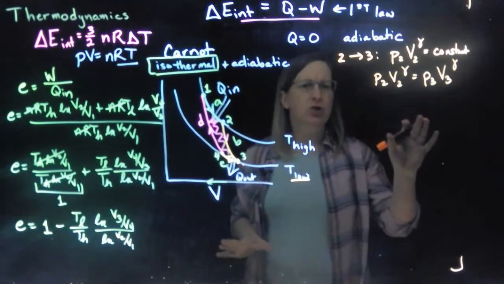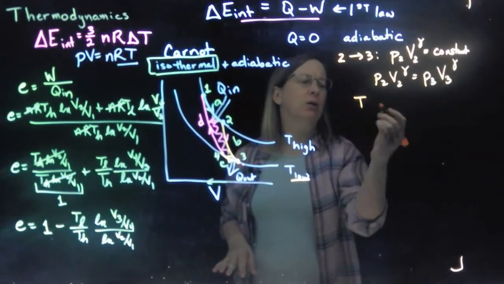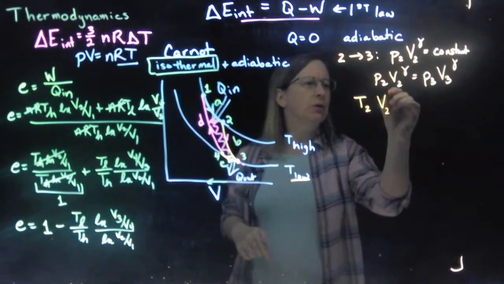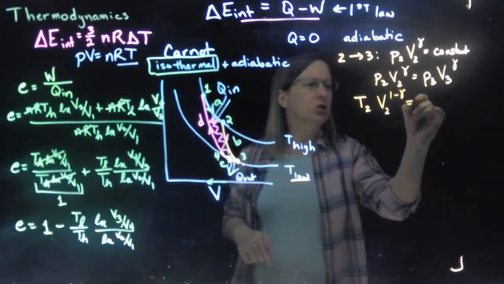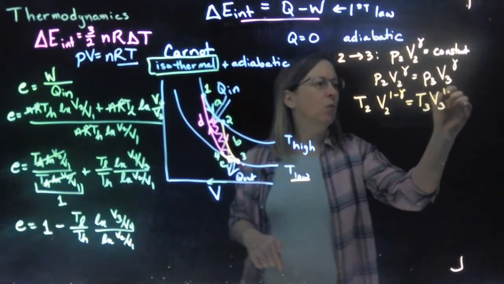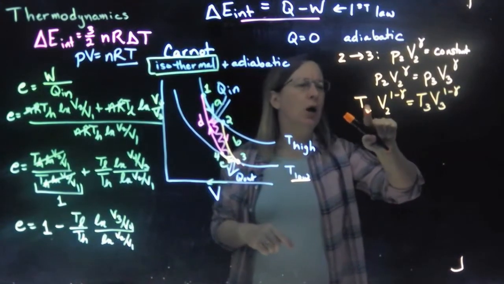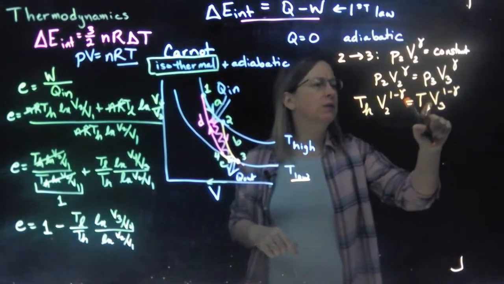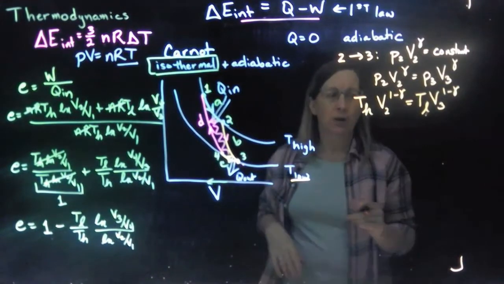The other relationship that also holds, besides this one, is that temperature times V to the 1 minus gamma is also a constant. So I've got T2 V2 to the 1 minus gamma equals T3 V3 to the 1 minus gamma. Now, T2 is temperature high, so I'm going to write that as T_H. T3 is temperature low. Okay, so that's my 2 to 3 relationship.